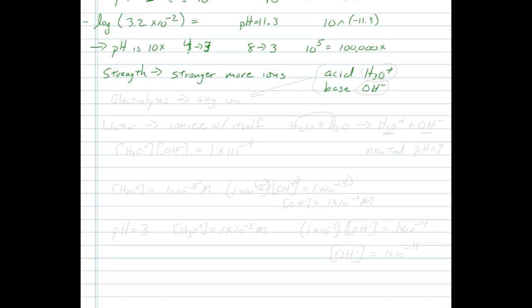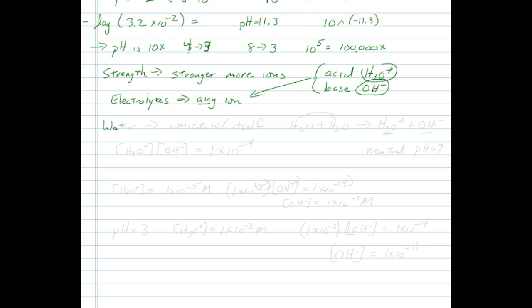The difference between electrolytes and acids: electrolytes produce any ion, sodium ions, chloride ions, whatever it is. An acid must produce a hydronium ion. A base must produce an OH minus ion. So these are subsets of electrolytes. So it's like some quadrilaterals are squares. It works like that.